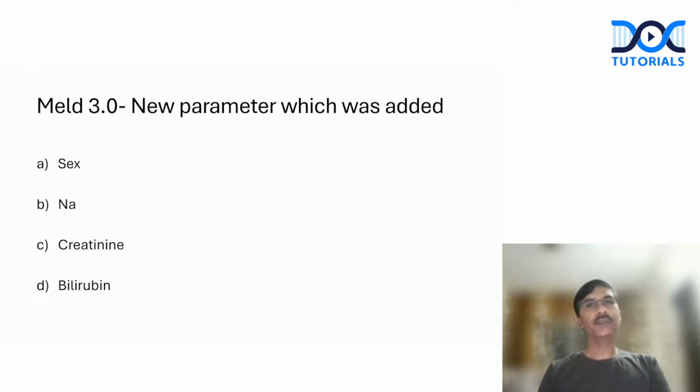Now, MELD 3.0, the new parameter which was added is which among the following: sex of the patient, sodium, creatinine, and bilirubin. So the answer here is the sex of the patient. Creatinine was there from the beginning. Sodium and bilirubin were added in the previous versions of the model of end-stage liver disease.